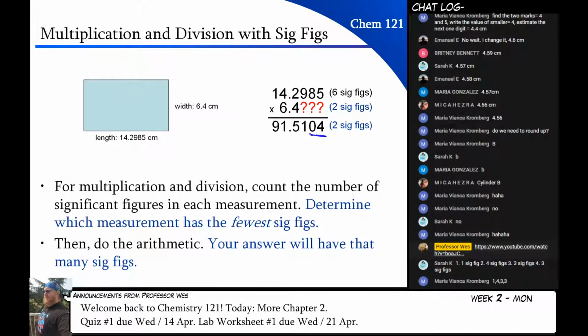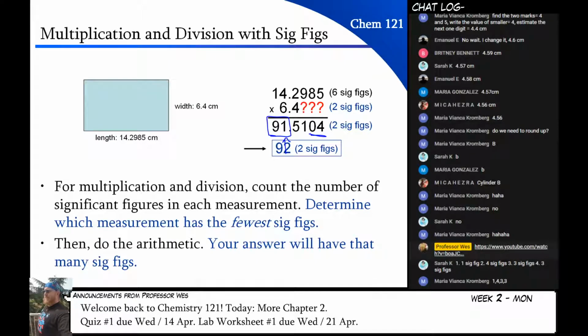So I can't just keep this, because if I wrote this is my answer, that doesn't make any sense. Right? 14 times 6 is not 4. So I need to pick 2 sig figs, and they got to start from the left. So I'm going to pick these 2 sig figs. And so then I would round to this position, which would be the ones place. So 91.5104 would round in the ones place to 92.